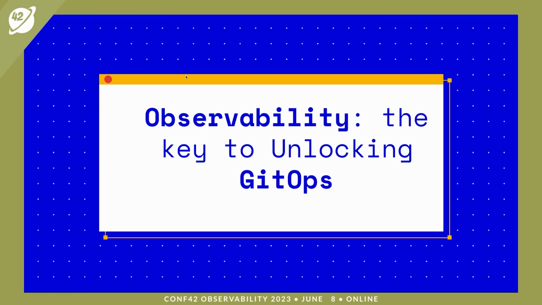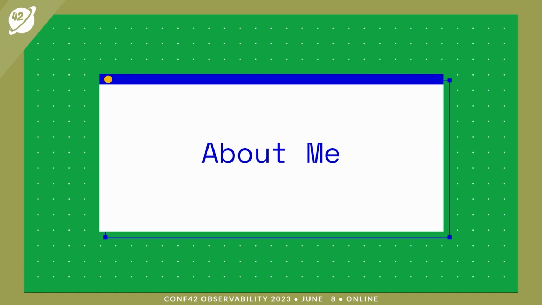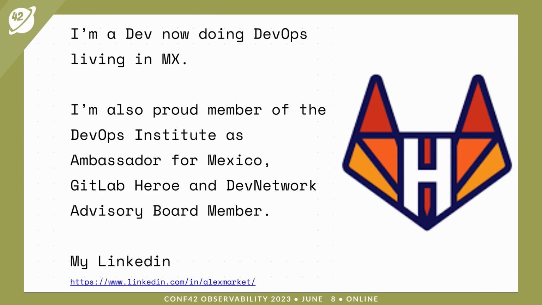So the name of my talk is Observability, the key to unlocking GitOps. This is a little bit about me. I am a dev now doing DevOps, living in Mexico City. Also a proud member of the DevOps Institute as ambassador for Mexico, GitLab Hero, and Dev Network Advisory board member. So there's my LinkedIn if you wish to connect, be my guest.